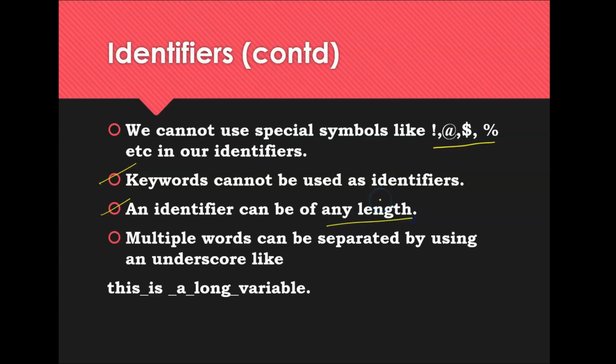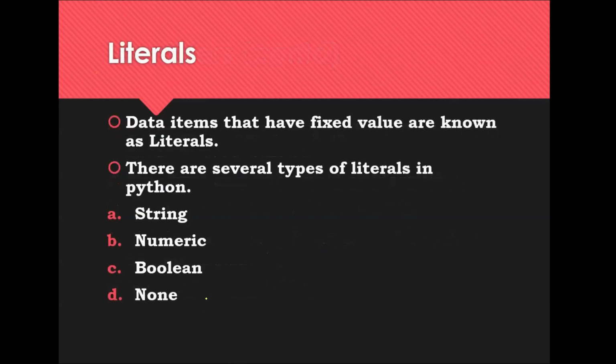We can write an identifier of any length, but one small rule. So how to write an identifier of any length? It should be separated by using the underscore like this. So this is a long variable. It means that the identifier can be separated by using the underscore like this. So then it is a valid identifier. Hope you all understand. Let us move on to the literals.